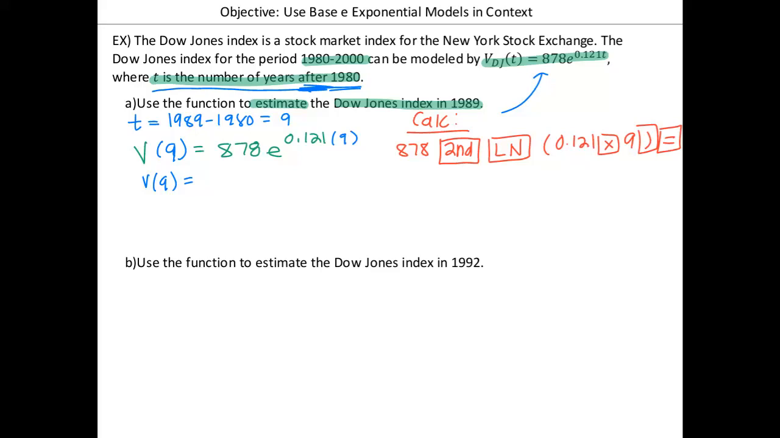So for V of 9, go ahead and compare your calculators with your partner. Did you guys get the same value? What did you guys get for your answer? Like 2000 something, yes? 2,608. Okay. Because we're talking about the stock market, that number is talking about money. So 2,608 with about 80 cents.